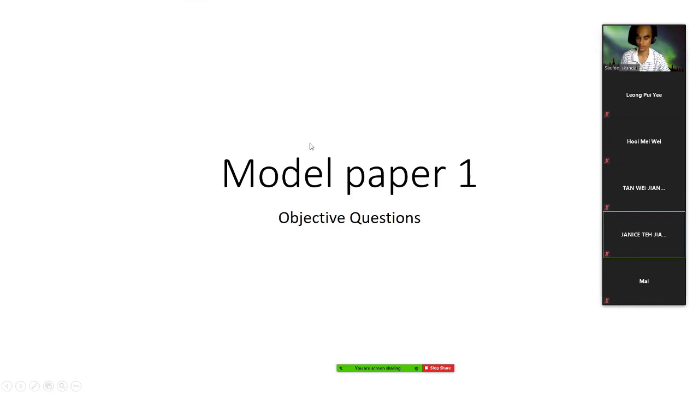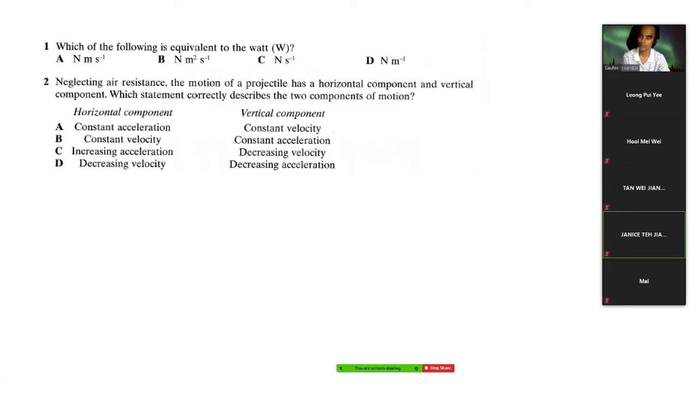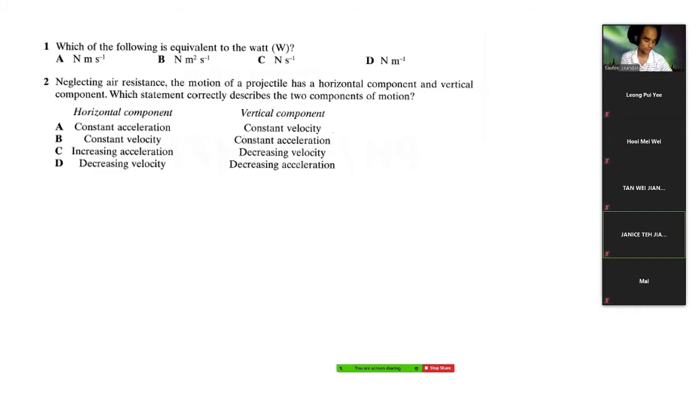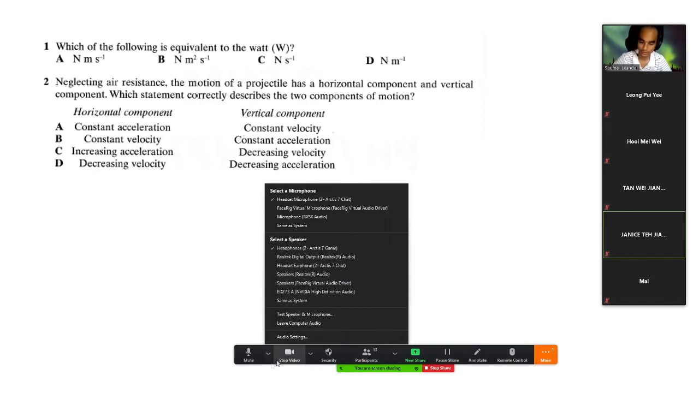Slideshow. Okay, post model paper. We start with question number 1, which is the following equivalent to what? I think usually we use P, power, equals force times the displacement, Fs, divided by time, or we can use its dimension.